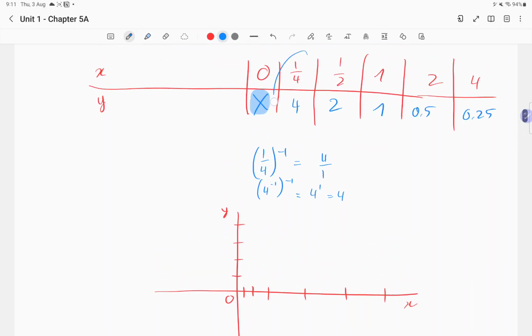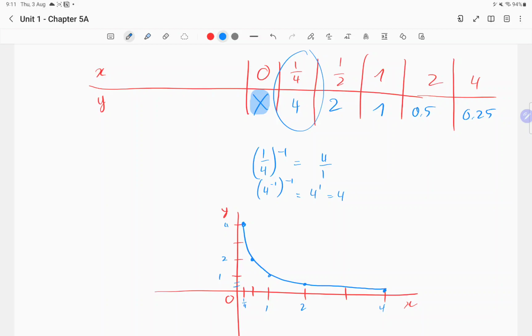So the first point is 1 quarter on x, which is this one here, and then 4 on y. So that point would be somewhere up here. And then 1/2 and 2 would be around here. And then 1 and 1 would be here. And then 2 and 1/2 on the y-axis is around here. And then 4, 1 quarter on the y-axis would be around here. Let's have a look at this shape here, what we've got so far.